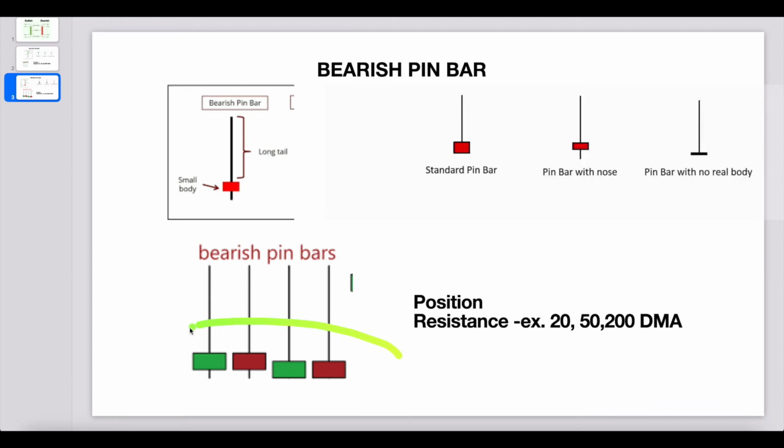As we said earlier, color doesn't matter. It can be red, it can be green, it can be colorless also. The only thing is, it's supposed to have a small body at the bottom and the long tail should be on the top. That will make it a bearish pin bar. Okay. Now, where are we supposed to see this bearish pin bar? We have seen in bullish, it's supposed to be at the support level. So exactly opposite: the bearish pin bar is supposed to be seen at the resistance level. It can be the resistance of the 20, 50, 200 moving averages. We can see it over there.